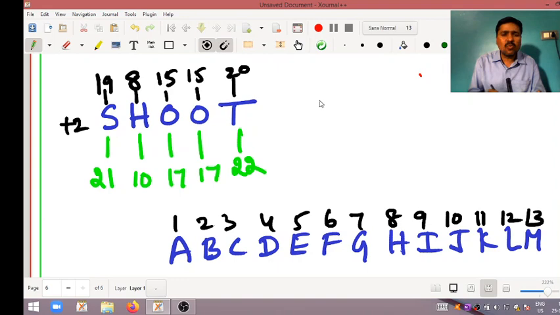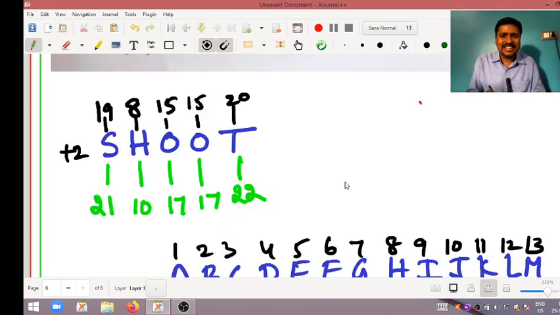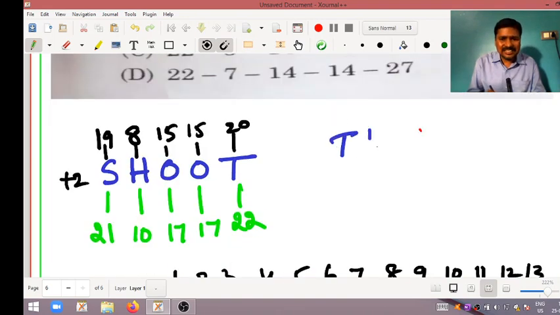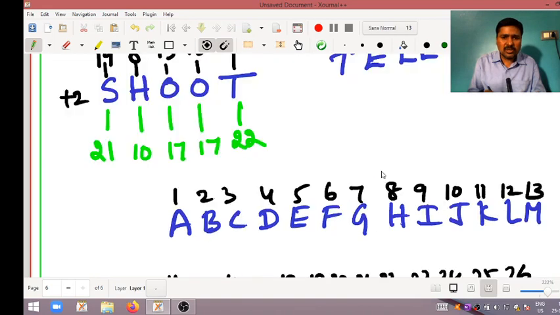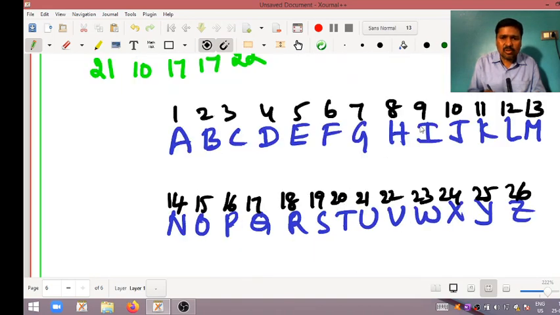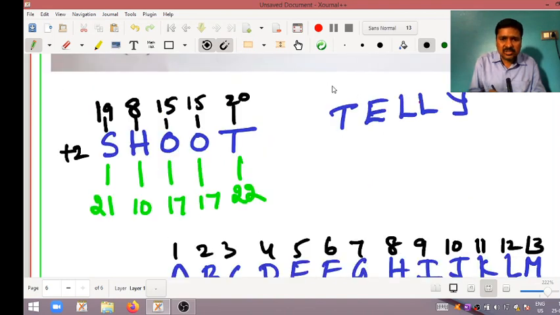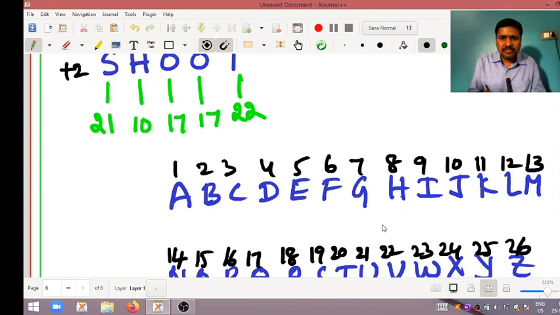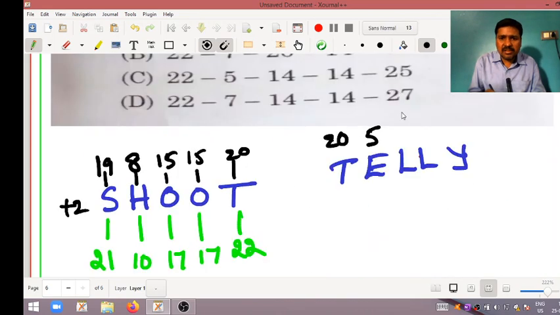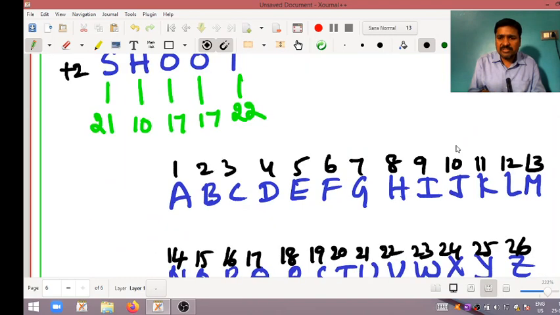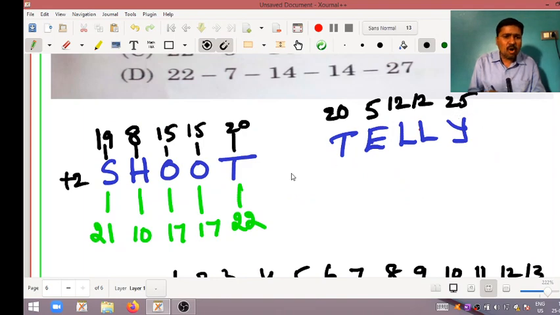So that's why, what do we want to do? TALLY. Originally in this coding, T is coded as 20, E is 5, L is 12, again L, and Y is 25. According to this, how much increases?